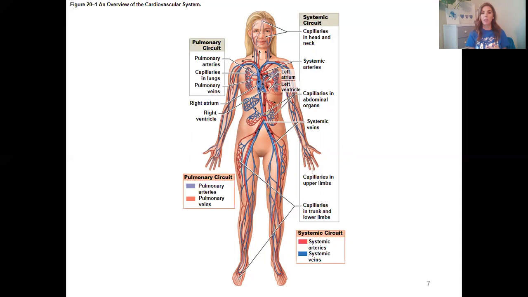The arteries are going to have deoxygenated blood. The veins will have the oxygenated blood in the pulmonary circuit. And then, of course, in the systemic circuit, it is what you are familiar with, whereas the systemic arteries will be carrying oxygenated blood and systemic veins will be carrying deoxygenated blood.